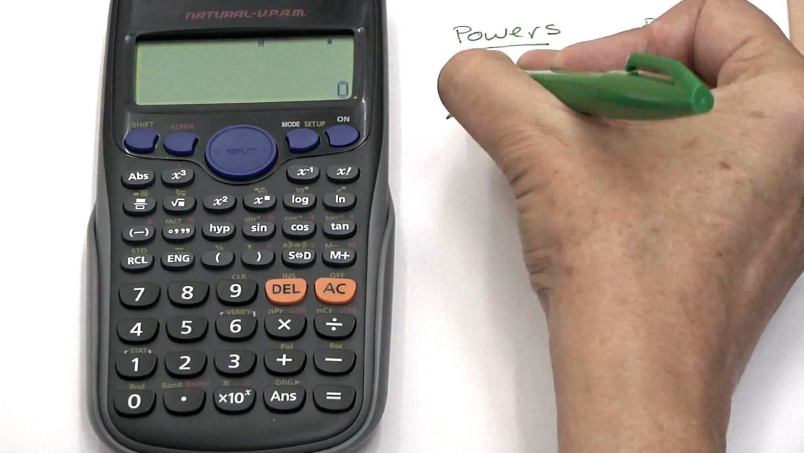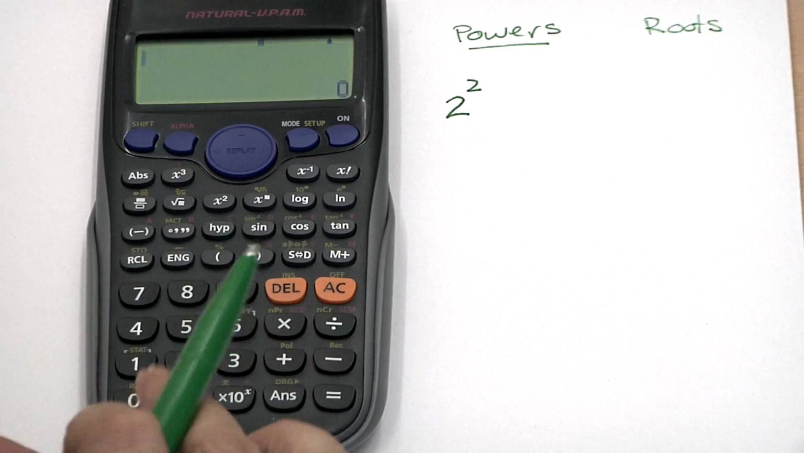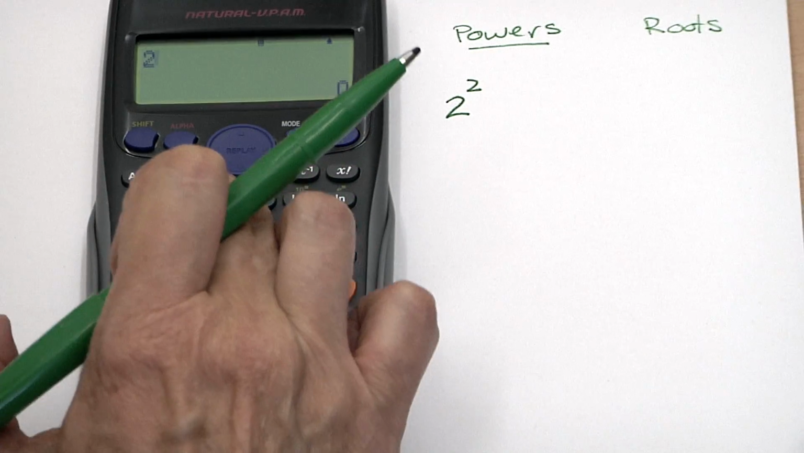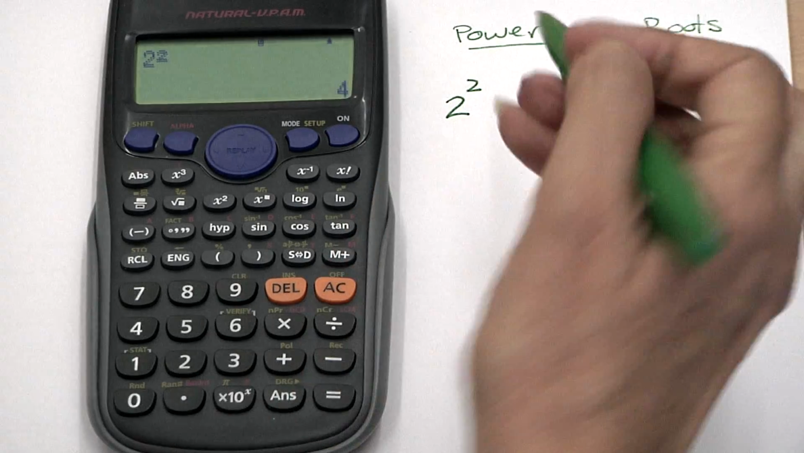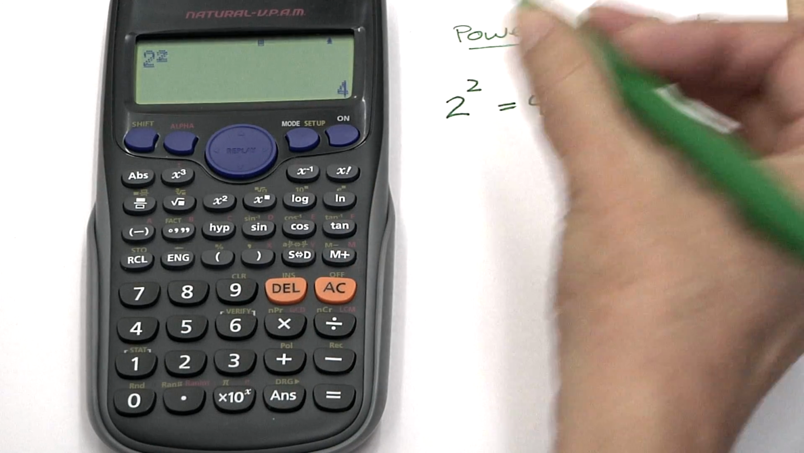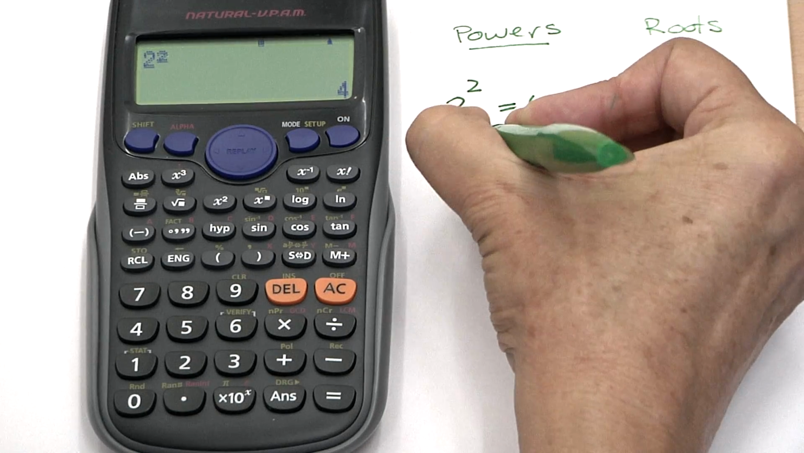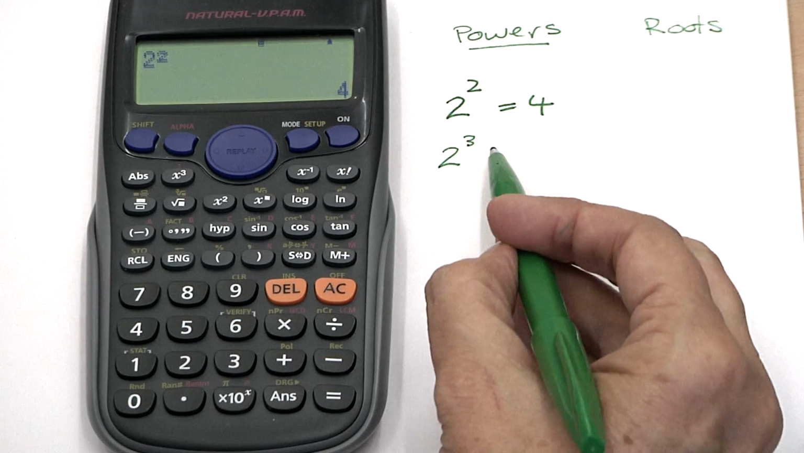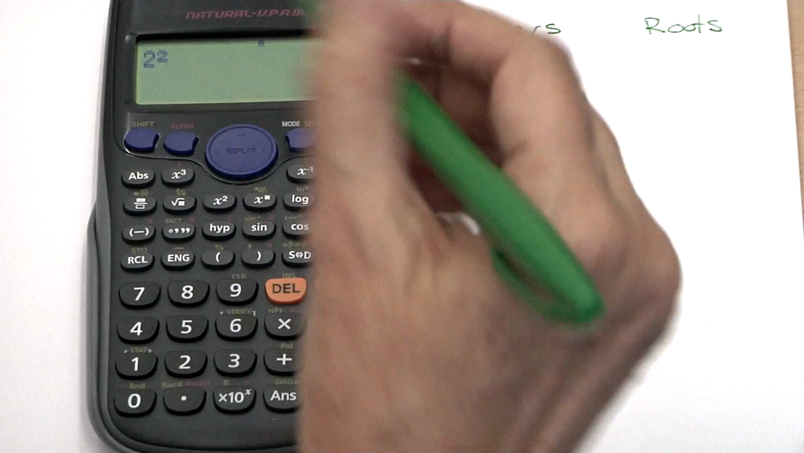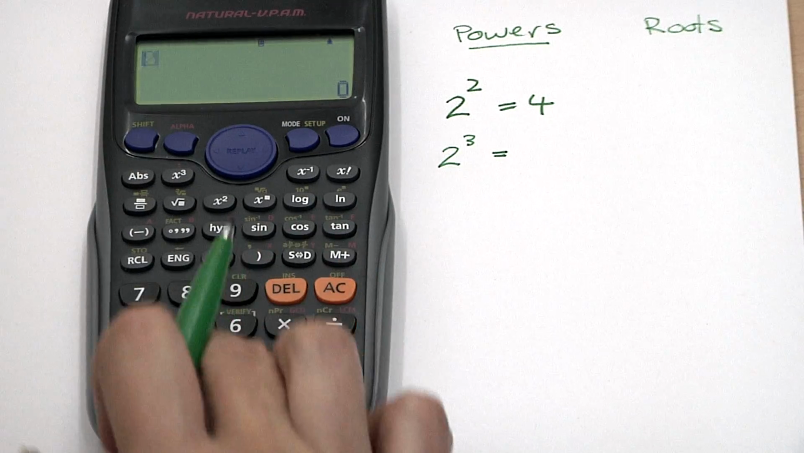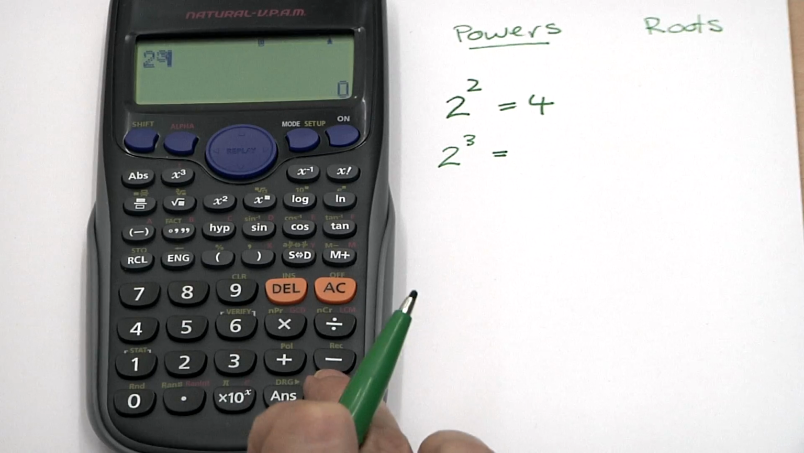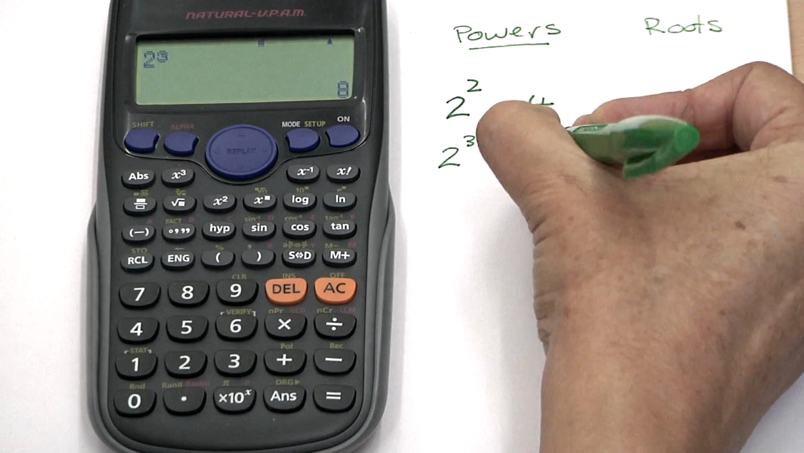We can have 2 squared. Right now there is a squared button, so we put 2 and we press the squared and we get 4, because this just means 2 times 2. What if we want 2 cubed? That will be 2 times 2 times 2. And we've even got a cubed button. So we'll clear it, we press 2 cubed, we press the equals, and we get 8.